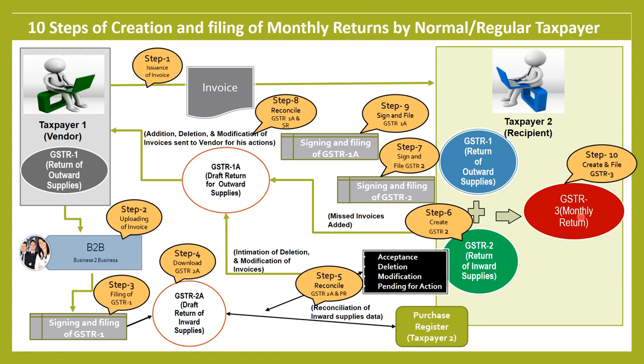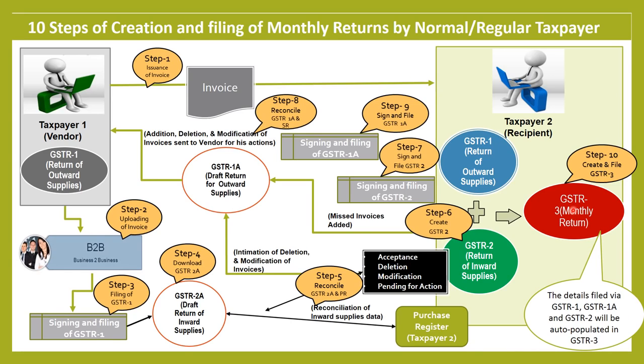So once GSTR 1 and 2 have been signed and filed, then only this GSTR 3 can be created and filed. And this GSTR 3 may have the details of GSTR 1, 1A and 2. Why have I said may? Because in most cases the basic requirement is to file GSTR 1 and GSTR 2. But if there are any discrepancies reported by the counterparty and accepted by the taxpayer within a specified due date, that will be filed as part of GSTR 1A. If there are no discrepancies reported by the counterparty, then there is no GSTR 1A requirement.